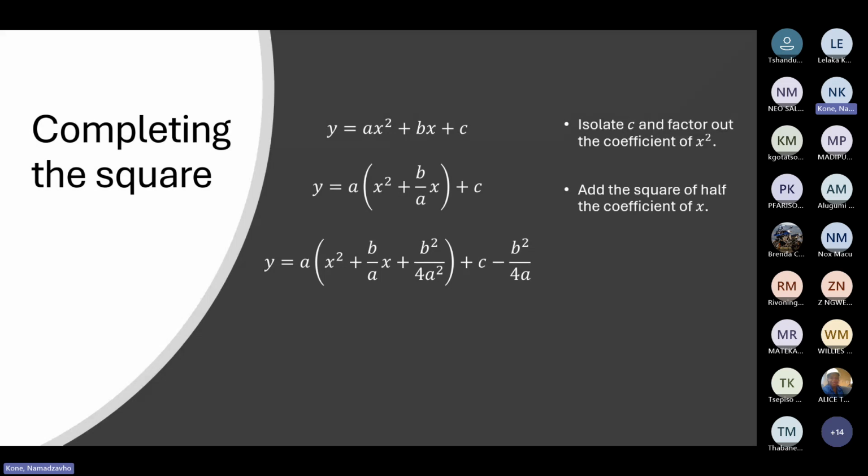When you add a value and you subtract the same value, it means that your equation is still the same because you have added a zero in a way. This is a very important part.